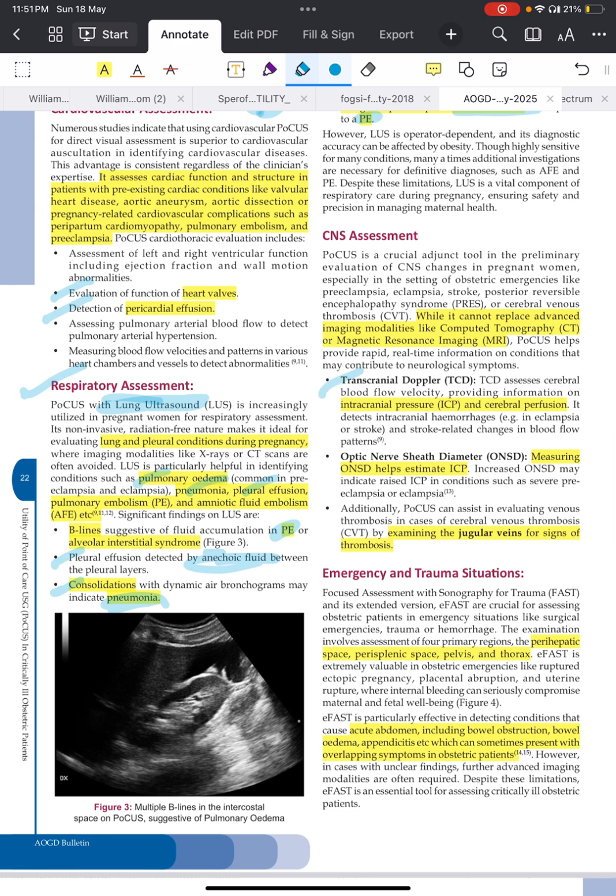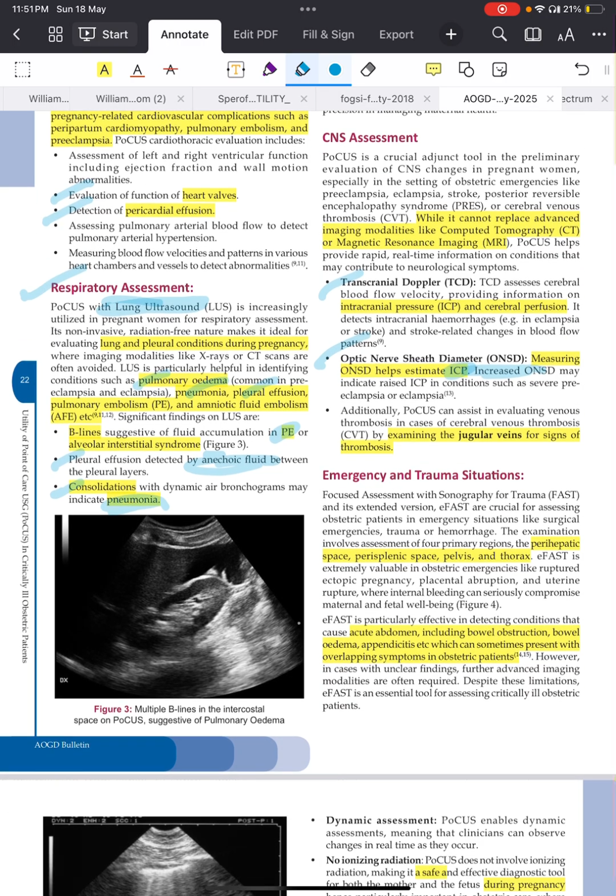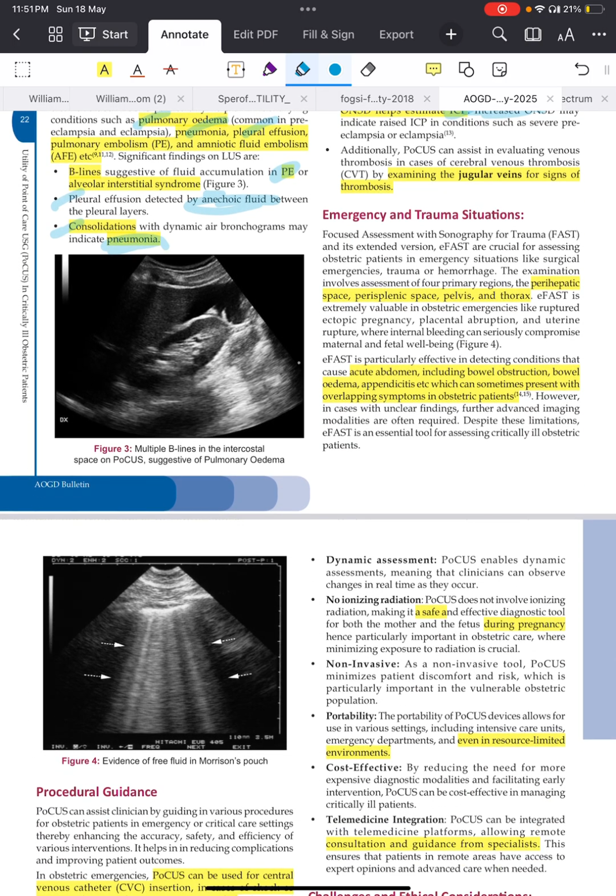Transcranial Doppler can be seen. Optic nerve sheath diameter is seen. In raised ICP, the optic nerve sheath diameter is increased. Jugular veins also we can find out by means of ultrasound.